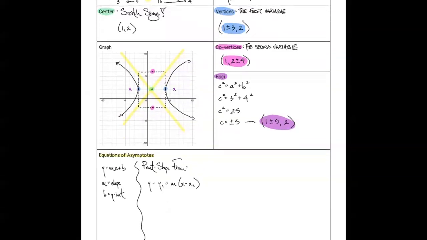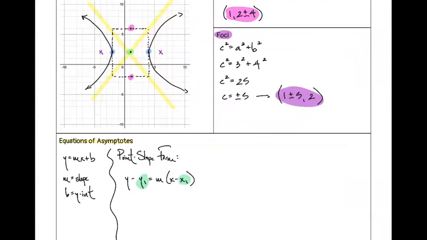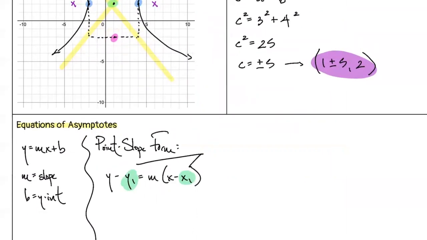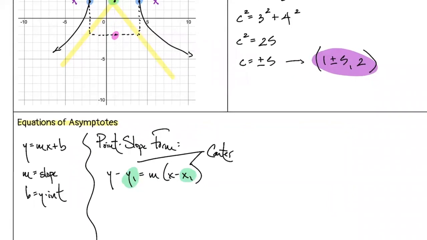And notice that both asymptotes go through the center point, right? Here's our center. One asymptote goes through that. The other asymptote goes through that. And so that point is what we're going to use as our x1 and y1. Right, so in addition to the colors, let's kind of write those down, that our x1, y1 are going to come from our center. And then the slope of these, once we have our diagram, we can count rise over run.